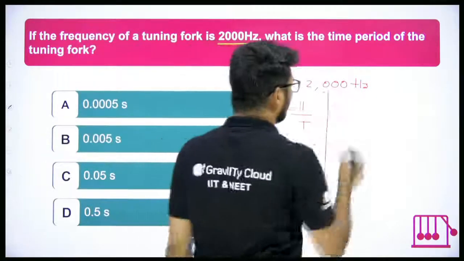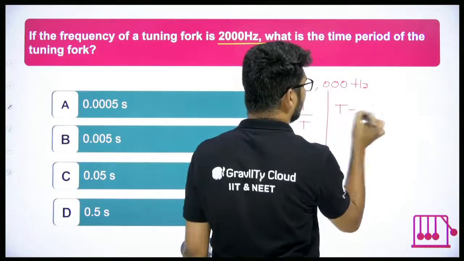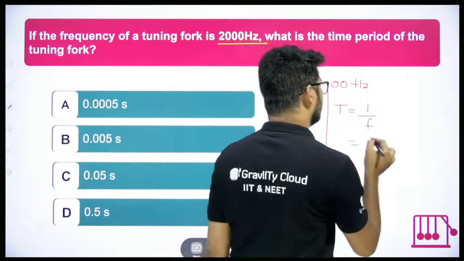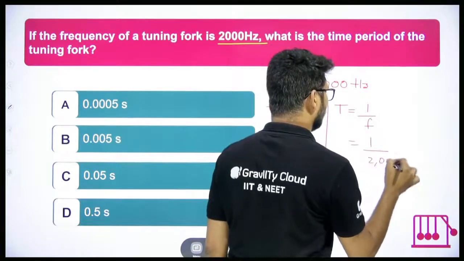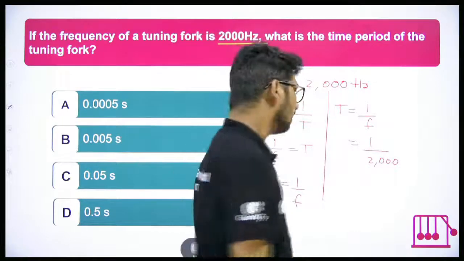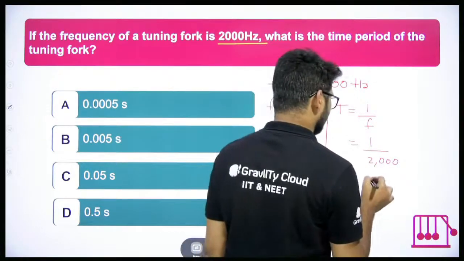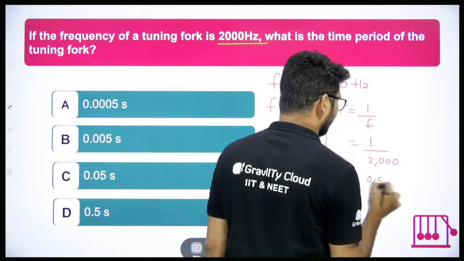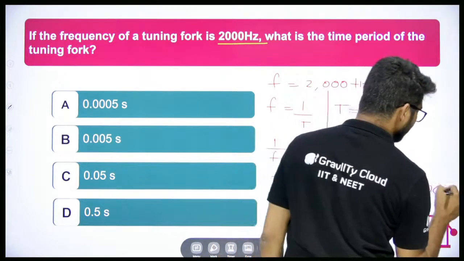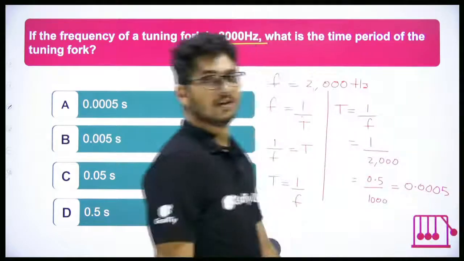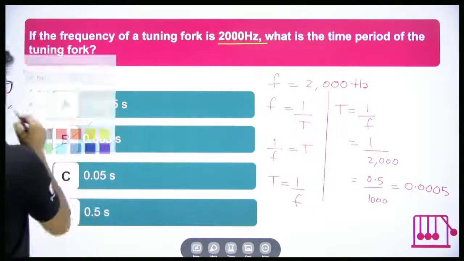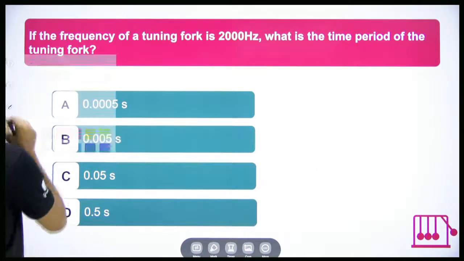So if I use that formula, time period is equal to 1 by F. What is frequency? 2000. So it is 1 by 2000. You have to just calculate. What is 1 by 2? 0.5. Yes or no? So it is 0.5 divided by 1000. So it is going to be 0.0005. Now 3 zeros, right? So according to that, the answer will be not that. Just a minute. Oh, sorry.